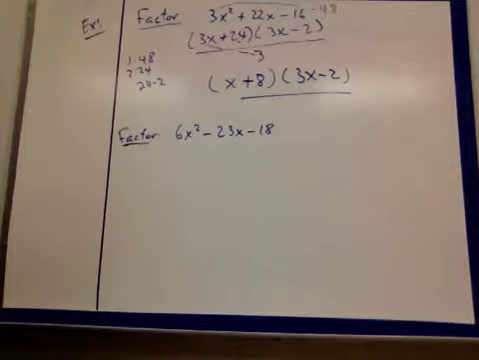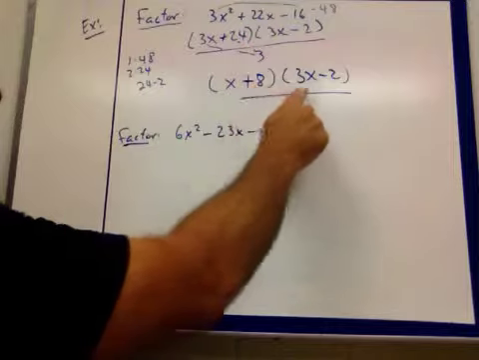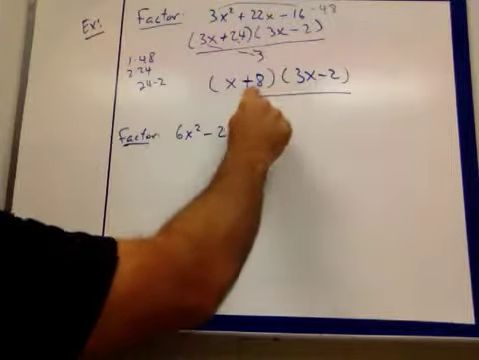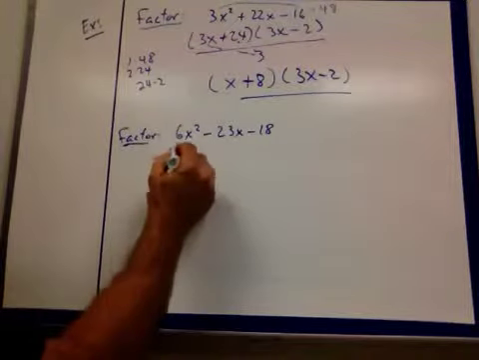There it is. You want to check it? FOIL it. 3x squared minus 2x plus 24x is plus 22x, minus 16. So it checks. And then the last one here, let's try one more.